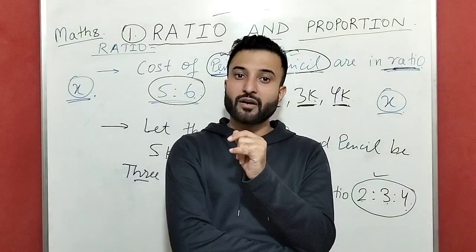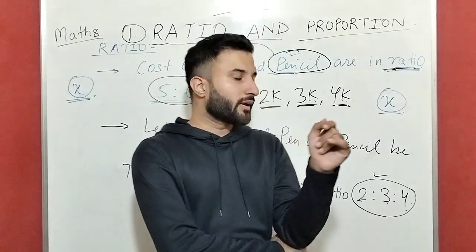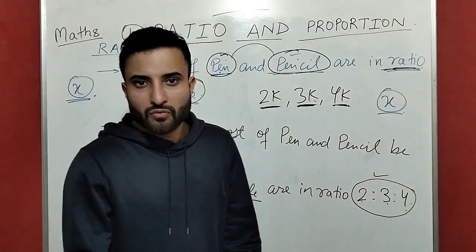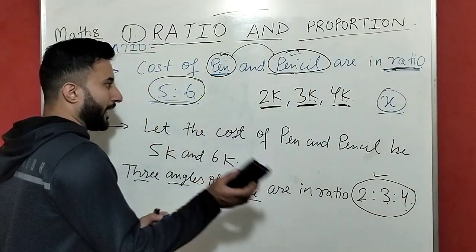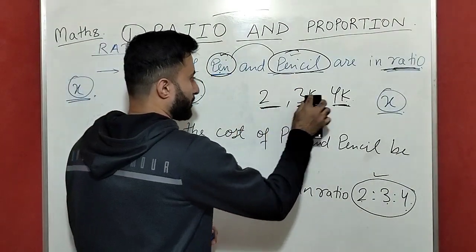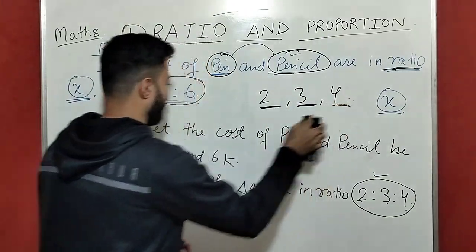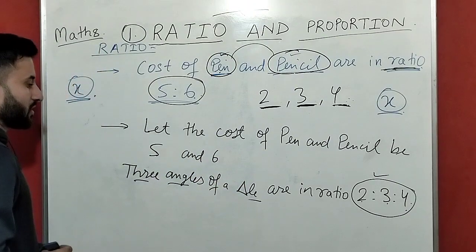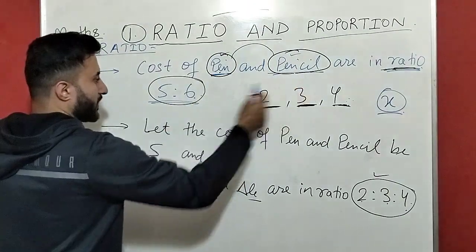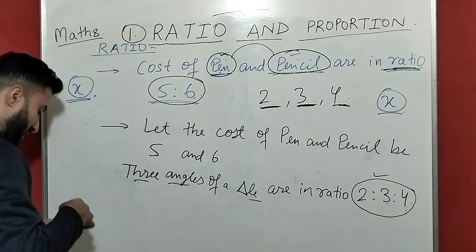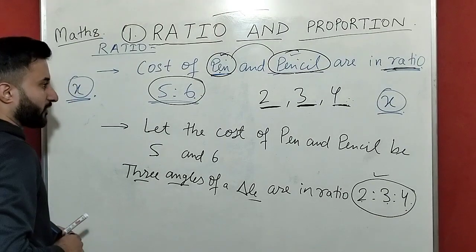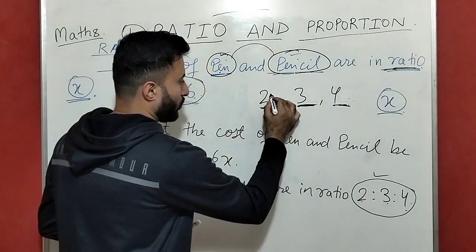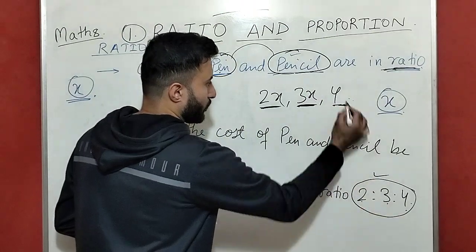Okay, so I got to know about k. When I told k, no one had remembered. Everyone had forgotten. So I told them, okay, forget about the k. If any numbers are given in ratio and you have to express those numbers, take x: 5x, 6x, here 2x, 3x, 4x.